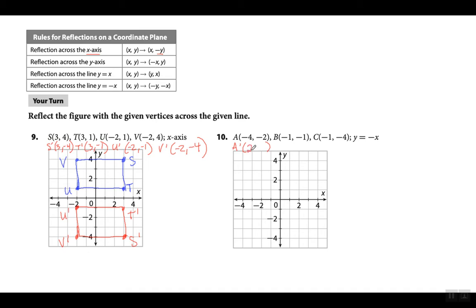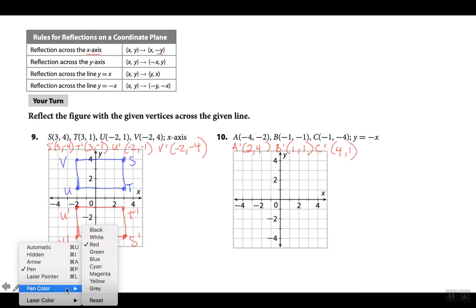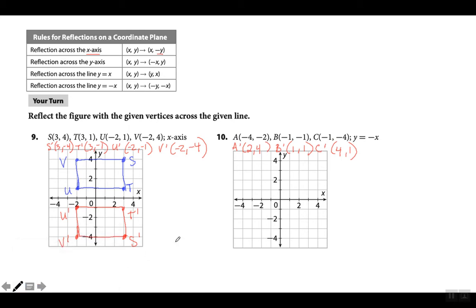So this A prime is going to become positive 2, positive 4. B prime is going to become positive 1, positive 1. And C prime is going to become positive 4, positive 1. Now let me graph in blue the pre-image. So A is at negative 4, negative 2. B is at negative 1, negative 1. And C is at negative 1, negative 4.